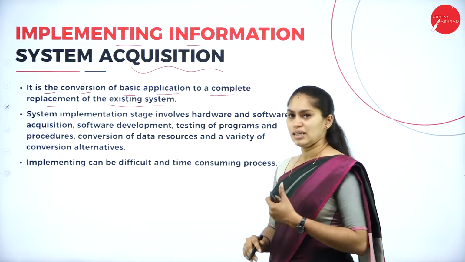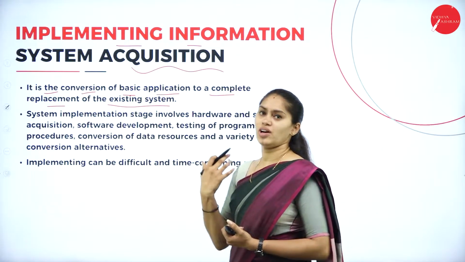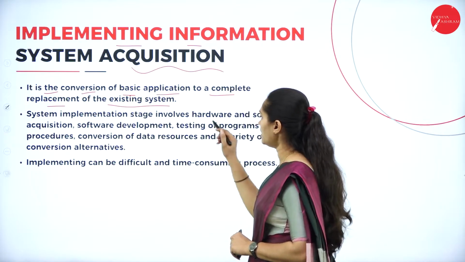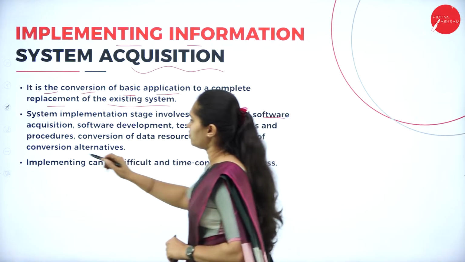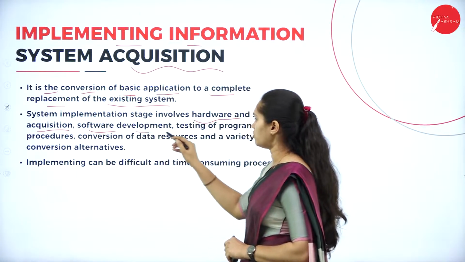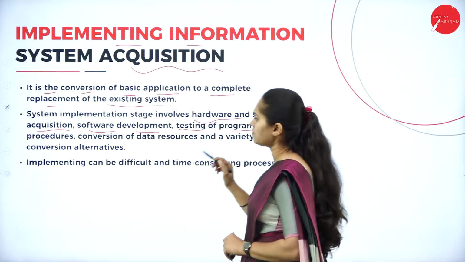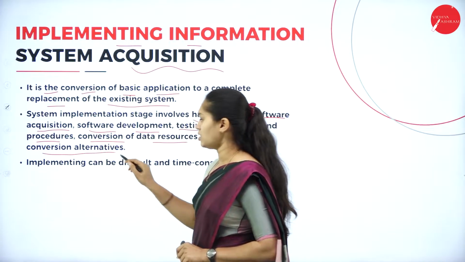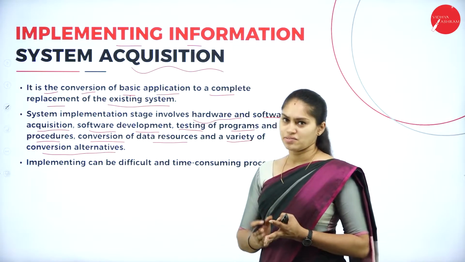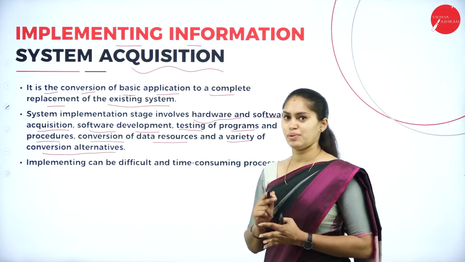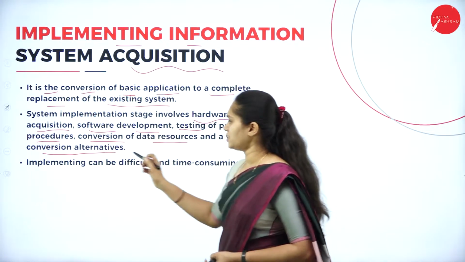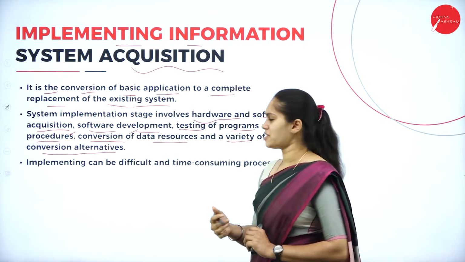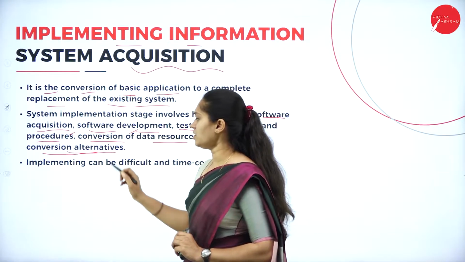That is related to what? Implementation. Implementing an information system has different meanings. As I told, it involves hardware and software acquisition, software development, testing of programs and procedures, conversion of data resources, and a variety of conversion alternatives. So we have to have software and hardware, development has to take place, testing needs to take place, and then testing of programs and procedures, conversion of data and resources, and a variety of conversion alternatives.